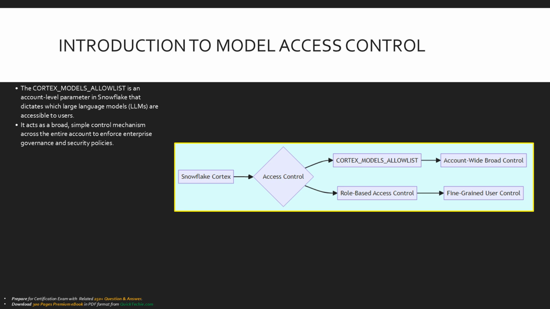Let's take a look at the visual breakdown of Snowflake Cortex Access Control. As you can see on the screen, when a user interacts with Snowflake Cortex, their request immediately hits an access control checkpoint. From here, Snowflake utilizes two distinct but complementary mechanisms. First, we have the Cortex model's AllowList, branching off to the top right, which provides an account-wide, broad level of security control. Below that, we have role-based access control, or RBAC, which allows for highly fine-grained user control. Throughout this training, we will focus primarily on the AllowList, but we will also cover exactly how it integrates seamlessly with RBAC to provide an unbreakable security posture.